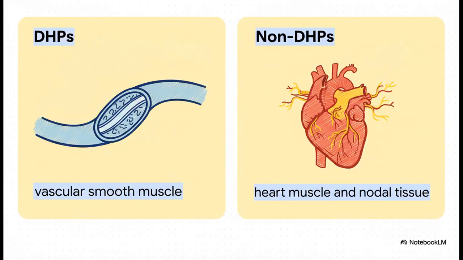So you've got 2 teams here. First, you have the dihydropyridines, or DHPs. Think of these as vascular specialists. Their main job is to relax those blood vessels, which is fantastic for hypertension. Then you have the other team, the non-dihydropyridines, or non-DHPs. These guys are more focused on the heart itself. They work on the heart muscle and that electrical system, which makes them really useful for controlling things like atrial fibrillation on top of treating hypertension.